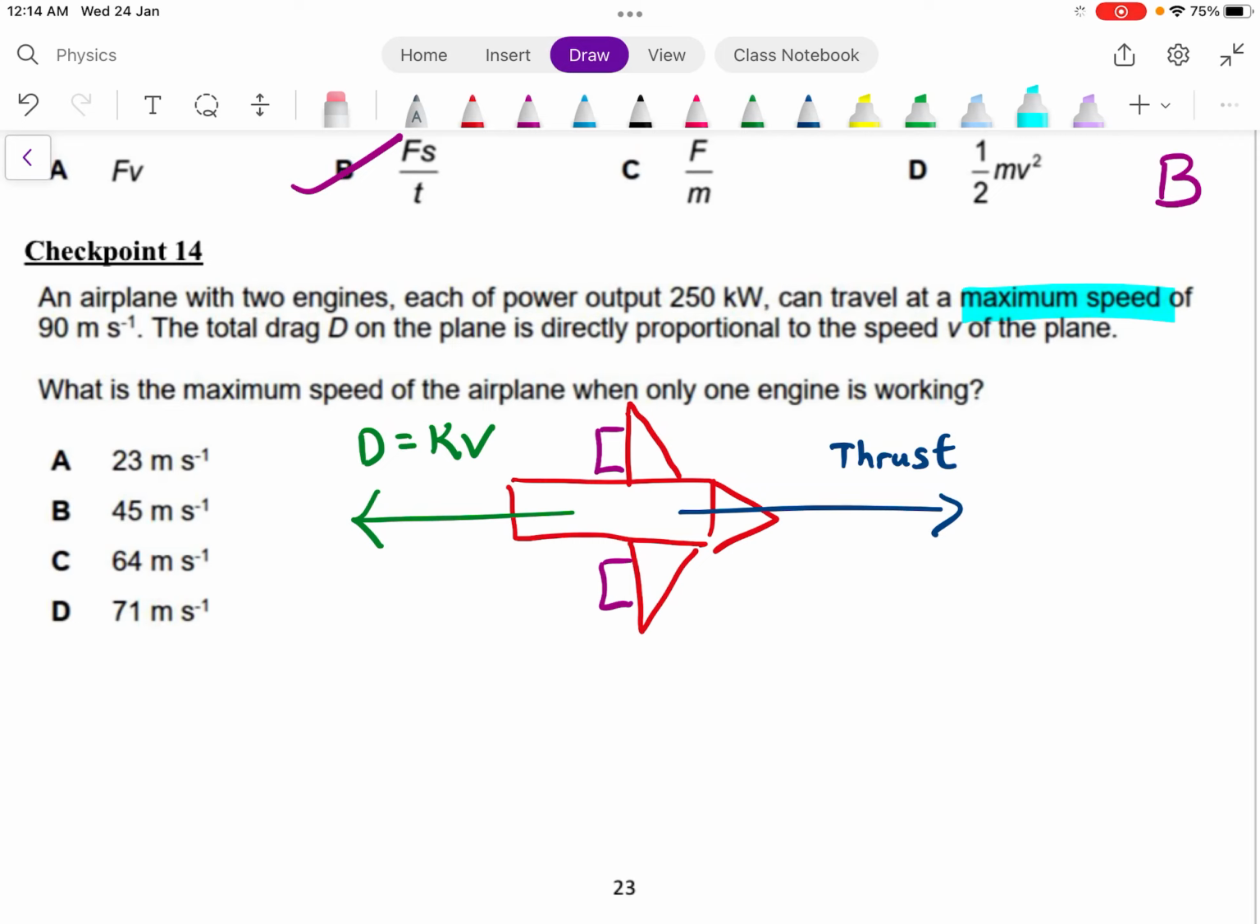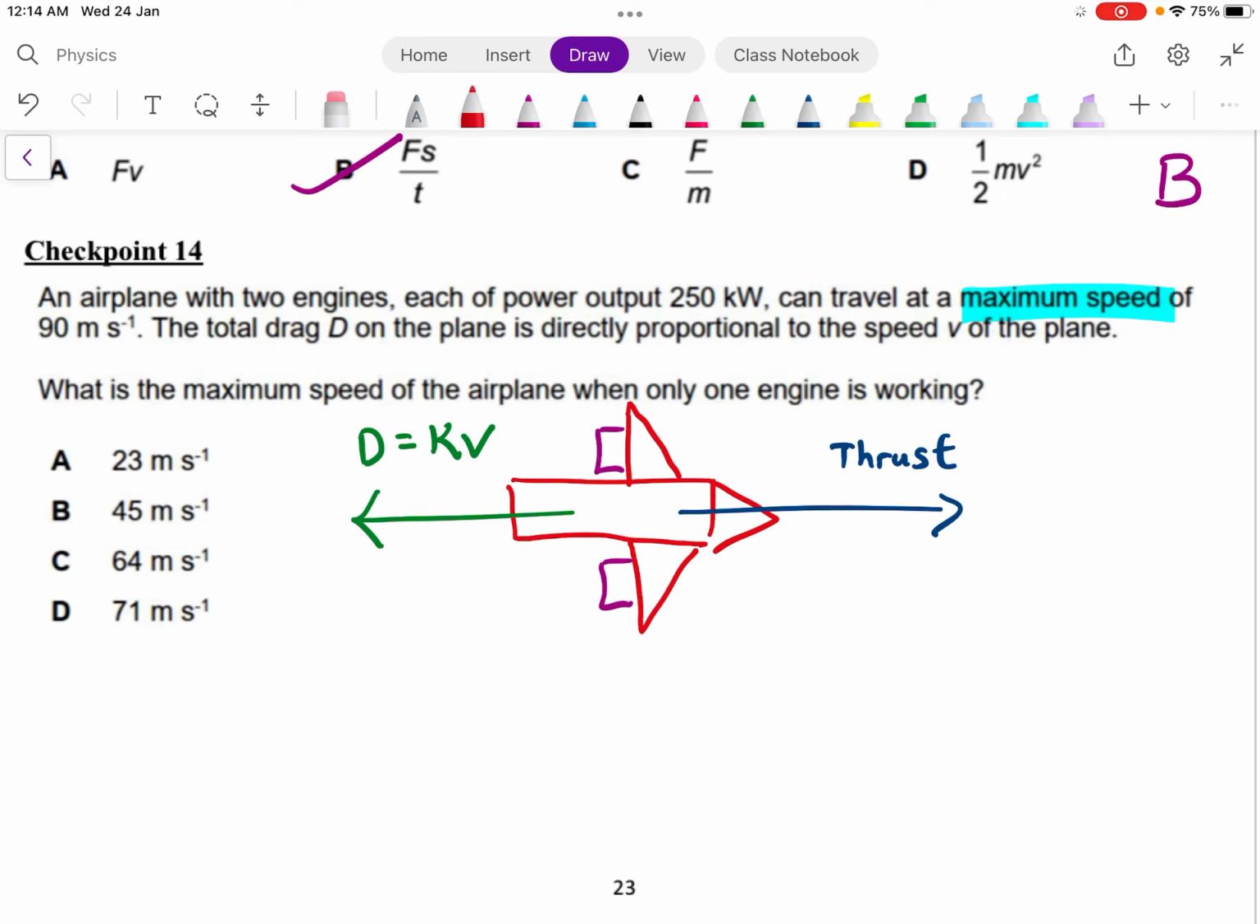The total drag is directly proportional to the speed of the plane, so D equals KV. What is the maximum speed if only one engine is working? For this question, it's actually quite difficult. If you know how to do it, I think you're quite good.